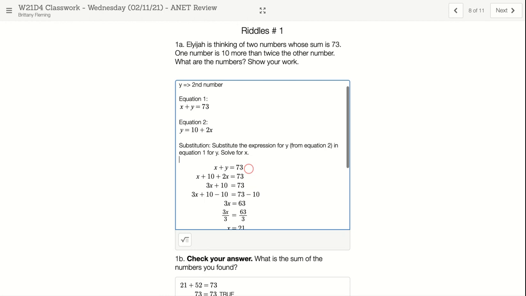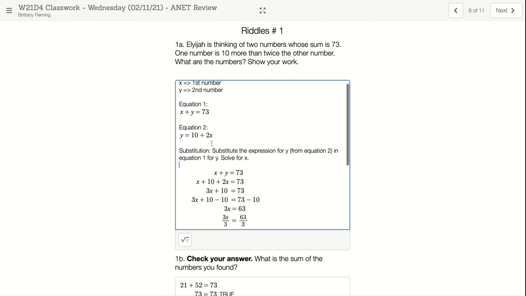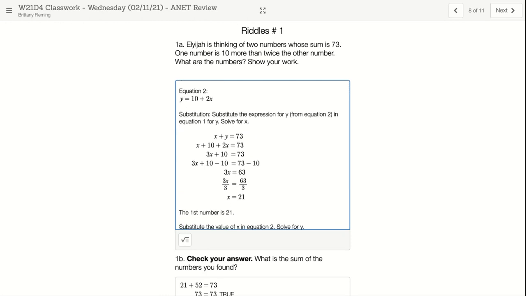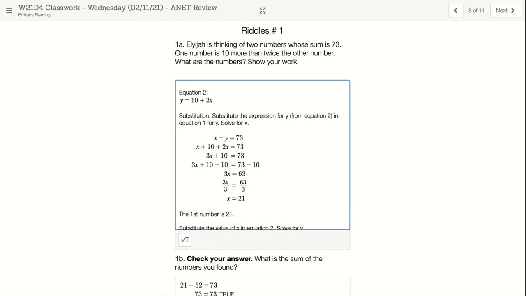Now, we have a system because we have two equations and we want to solve for the unknowns to find a solution. We're going to use substitution here. We're going to substitute the expression for y from the second equation in equation 1 for y. Then we can solve for x.